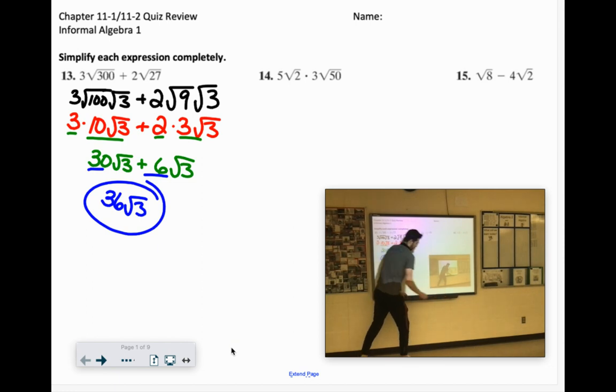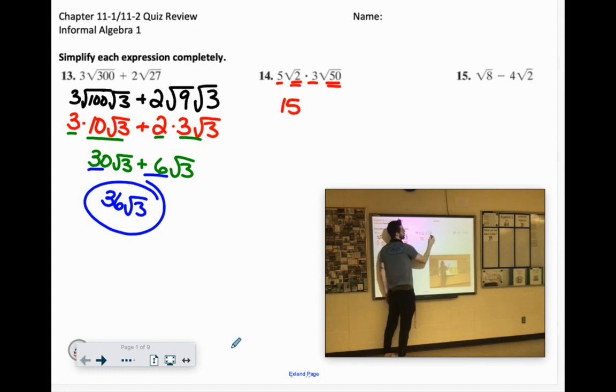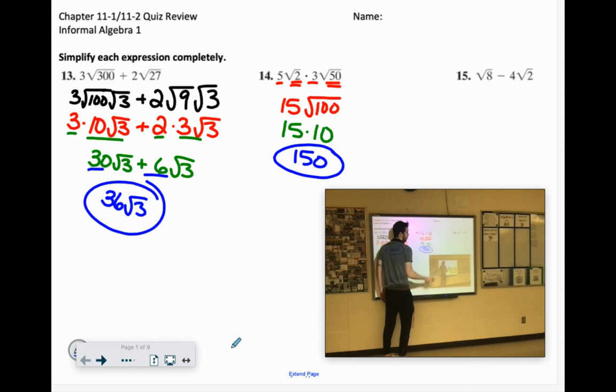Great. 5 root 2 times 3 root 50. So if we multiply the 5 times 3, we get 15. The radicals, 2 times 50 is 100. Now 100 is a perfect square. The square root of 100 is 10. So we have 15 times 10, which gives us 150. No more radicals.